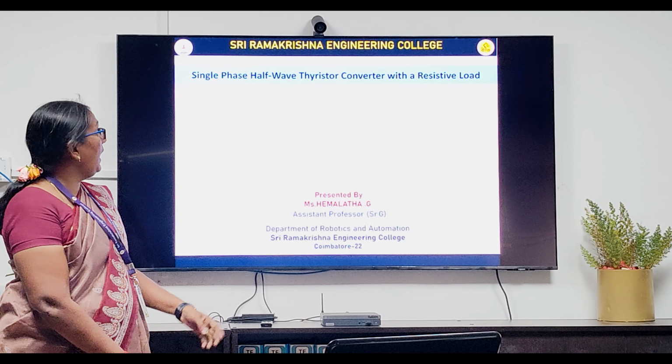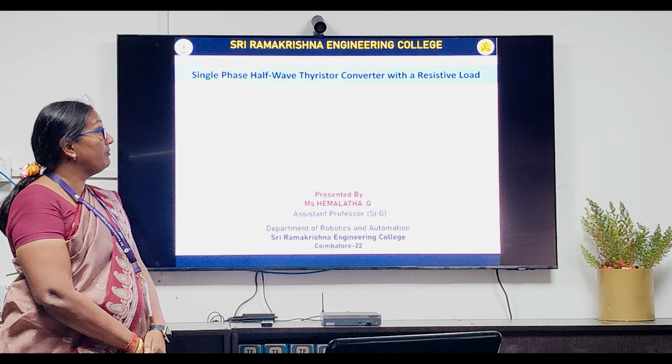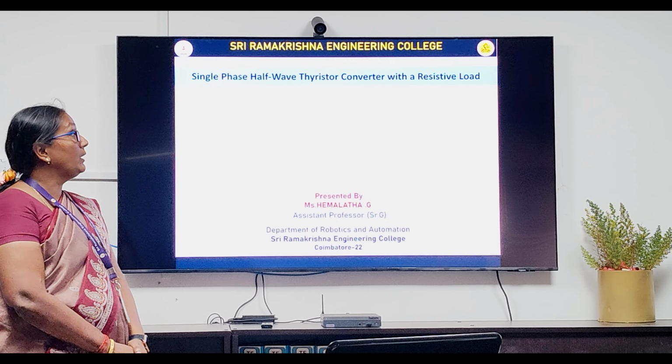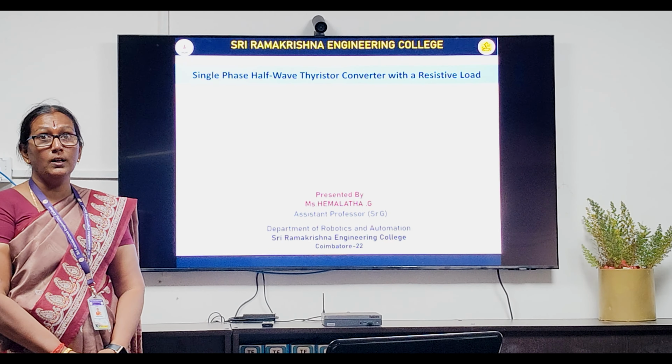I am Hemlata. Today's topic is the single phase half wave thyristor converter with a resistive load. It is a very important topic in power electronics because it is used in many fields like electrical drives, industrial automation and renewable energy systems, where controlled DC power is needed from an AC supply.